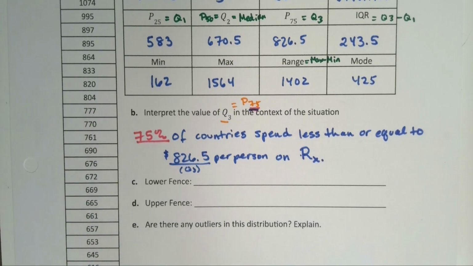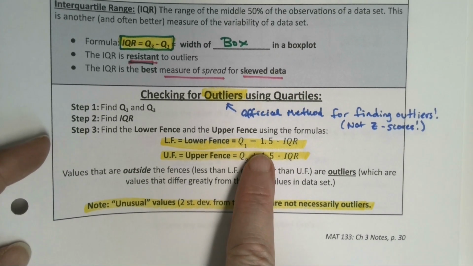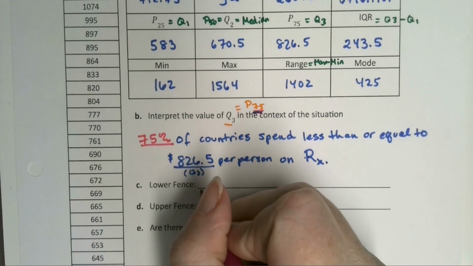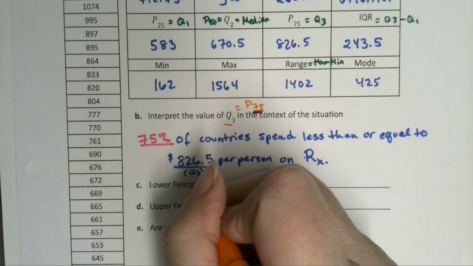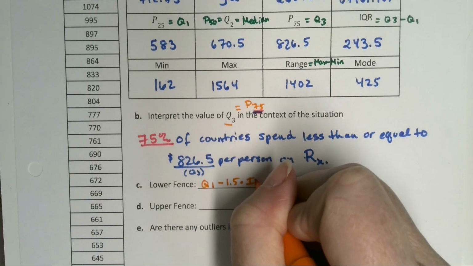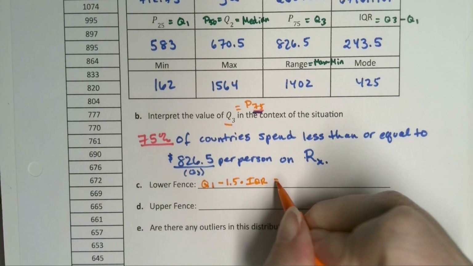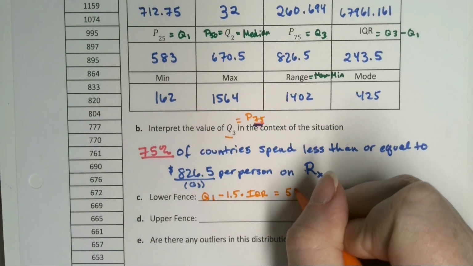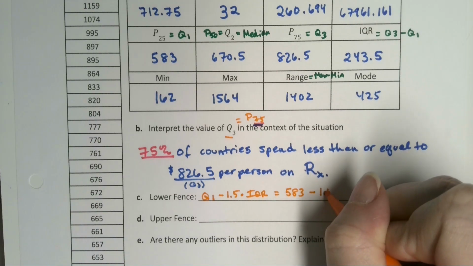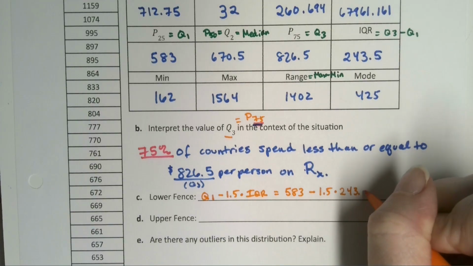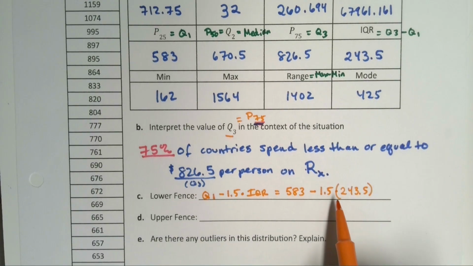All right, now what about the lower fence? Well, we just saw the definition of lower fence. Lower fence is Q1 minus 1.5 times the IQR. So we want to write that in. Let me do it with an orange pen here. Q1 minus 1.5 times IQR. All right, Q1 was 583. So 583 minus 1.5 times the IQR, which is 243.5. You can also do times with a parentheses there.